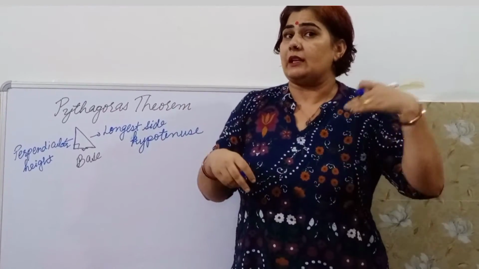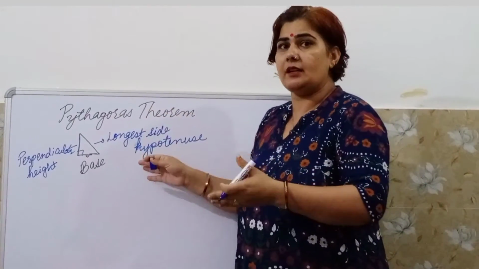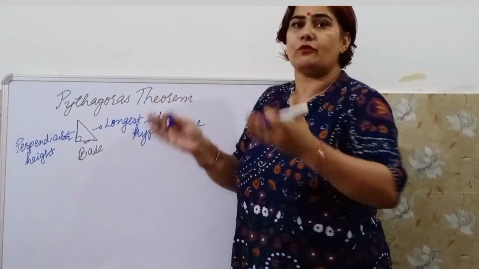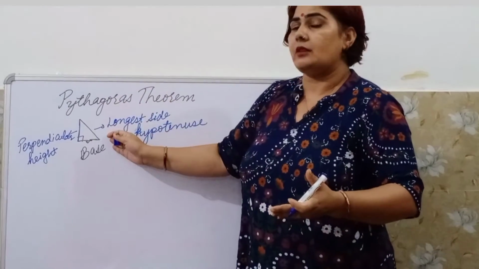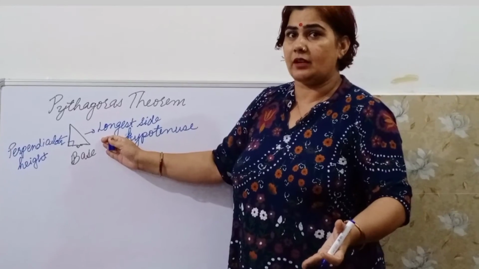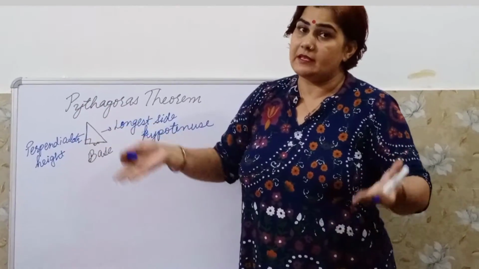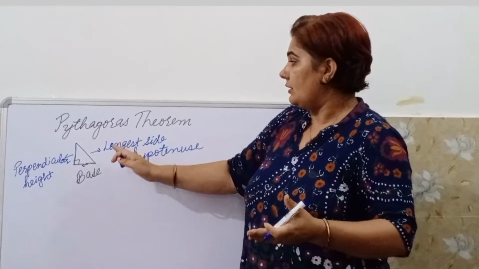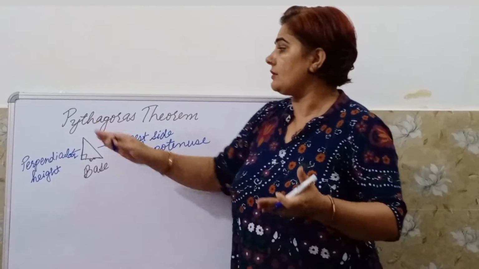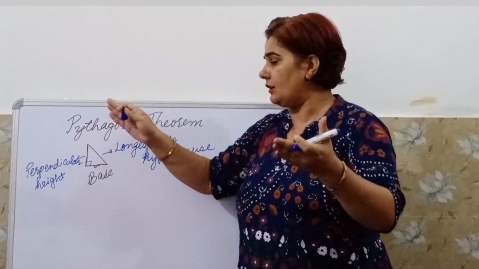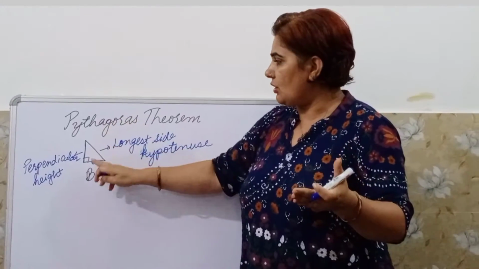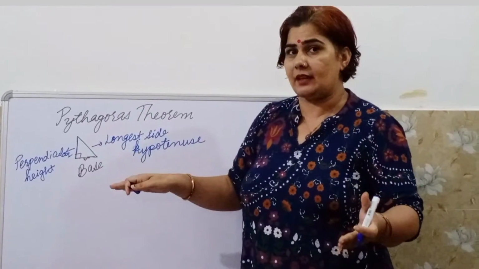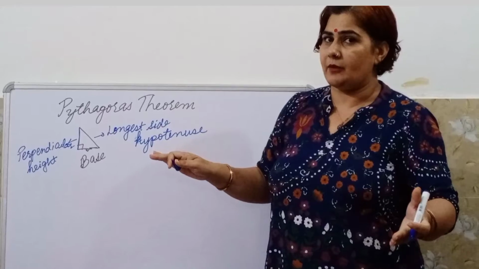So before going into detail, let's learn how to use this theorem or this property to find out any side of a right angle triangle, or whether it is a right angle or not. This property helps us to find out the value of hypotenuse or the value of perpendicular or the value of base. You all know the 90-degree angle. The opposite side of it is the longest side and it is known as hypotenuse.